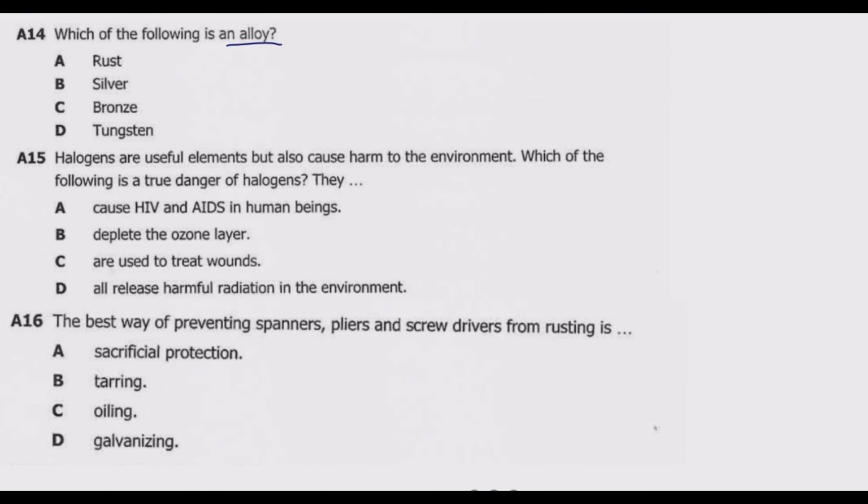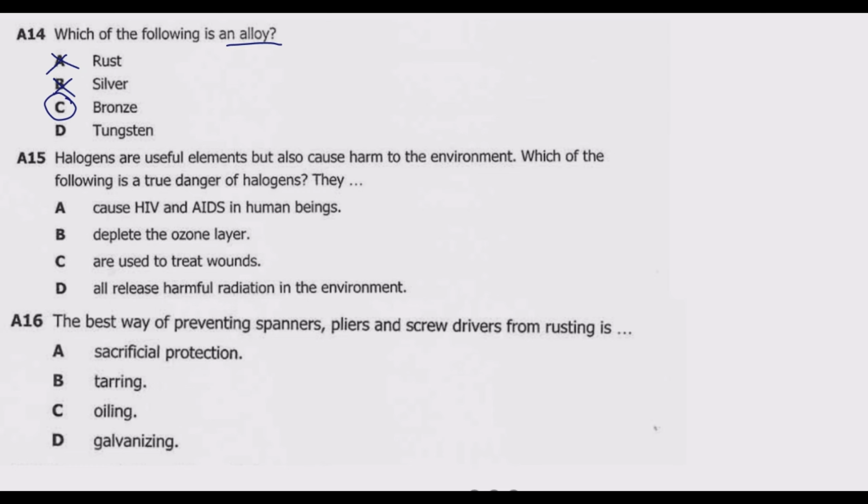Let us look at question 14. Which of the following is an alloy? So we have A, rust, B, silver, C, bronze, D, tungsten. We know that A is not an alloy, because an alloy is a mixture of two or more elements that are usually metals, except for the case of steel, where we use carbon. Remember, an alloy is not a compound but a mixture. So B is also not, because B is an element. So we know that C is the correct answer among the options, because bronze is a mixture of copper and tin.